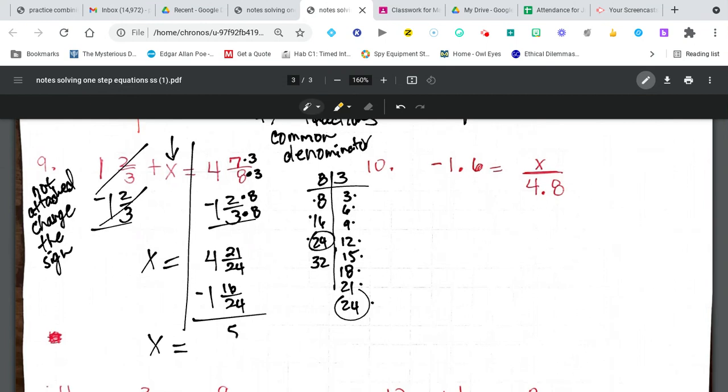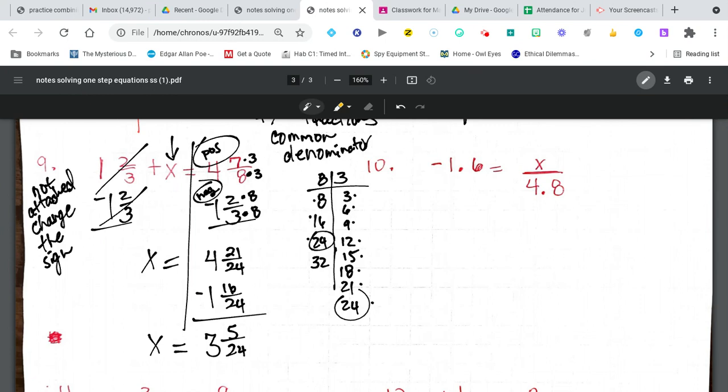21 minus 16 is 5. Keep your 24. And 4 minus 1 is 3. And it's more positive. So it's positive 3 and 5 24s. That was positive. That was negative. That's why we subtracted, guys. If they had both been positive, I would have added. If they had both been negative, I would have added them, okay?